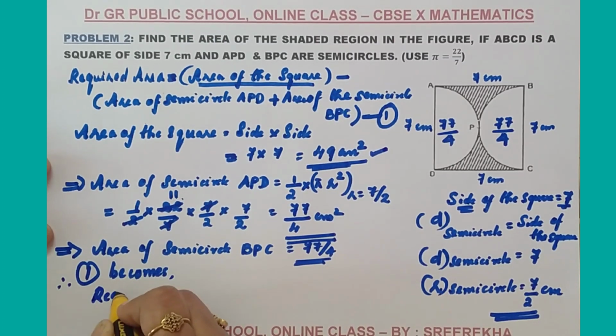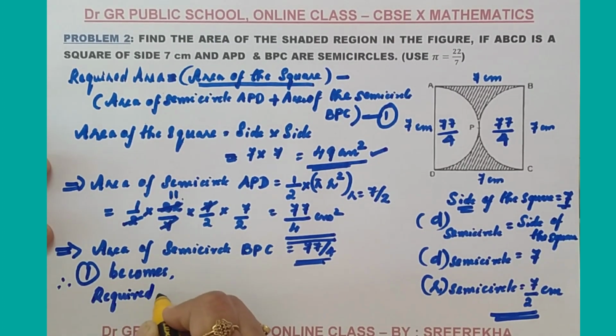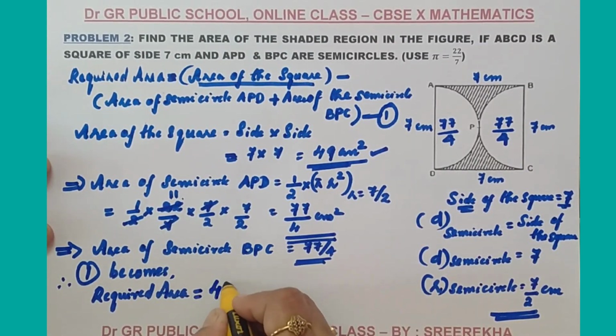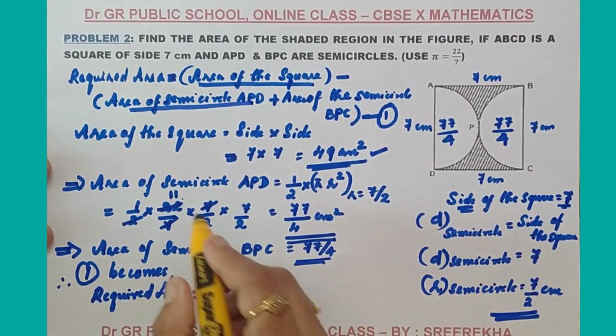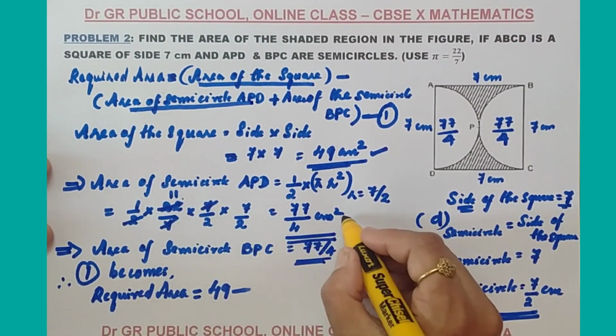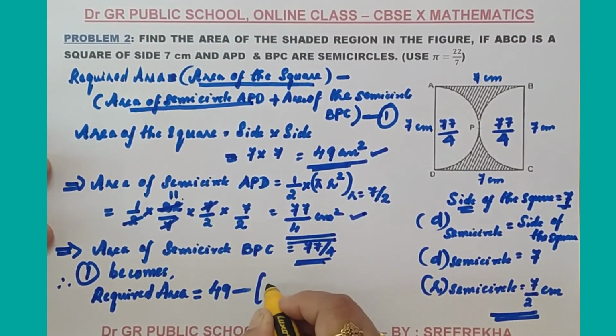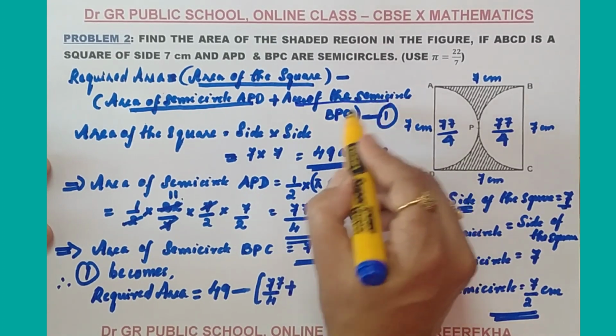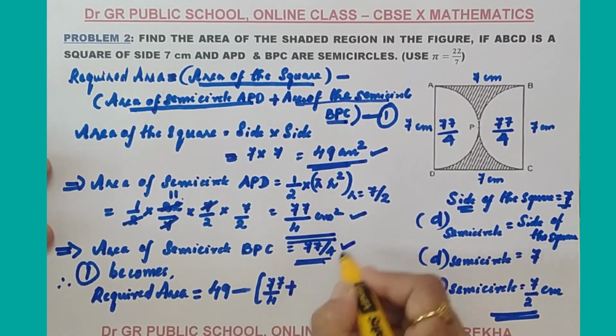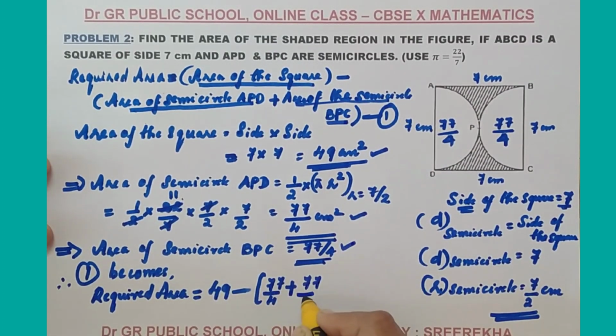Required area equals area of the square, 49, minus area of semicircle APD. What is the area of semicircle APD? 77 by 4. Don't forget to put the bracket there. 77 by 4 plus the same will be the area of the semicircle BPC. That also is 77 by 4.